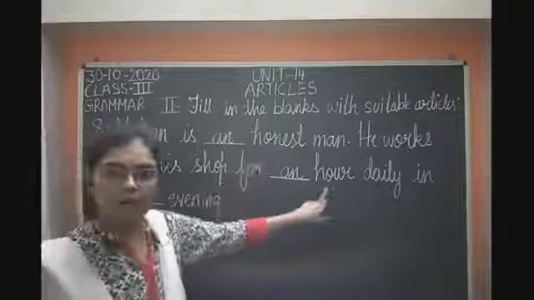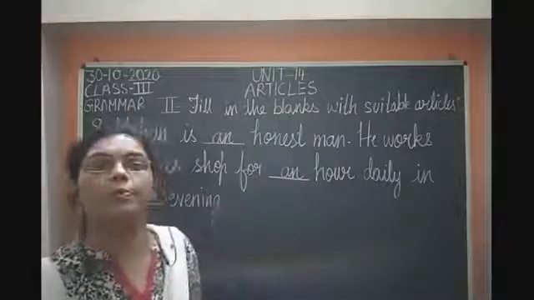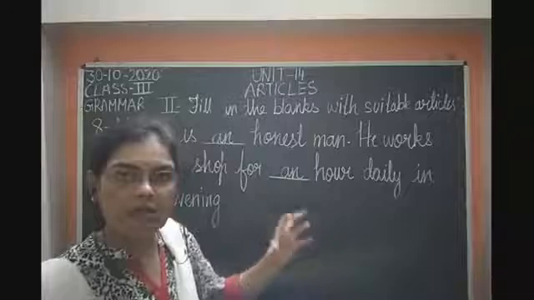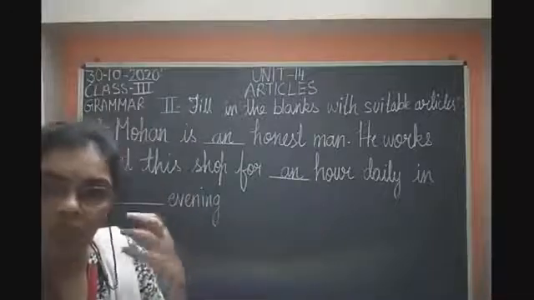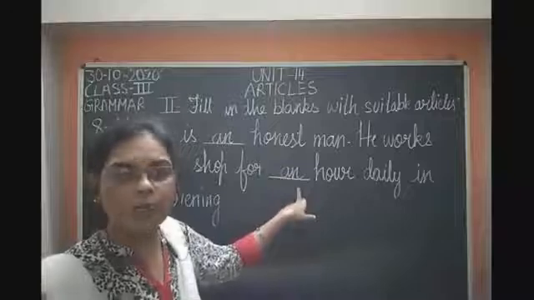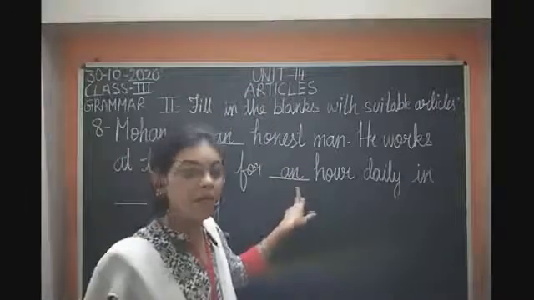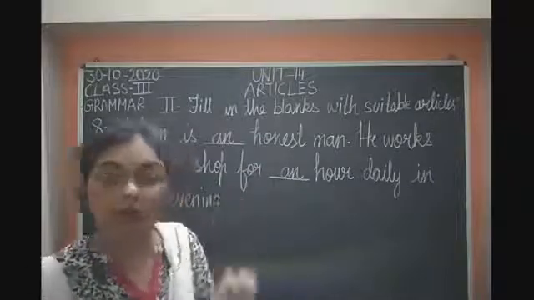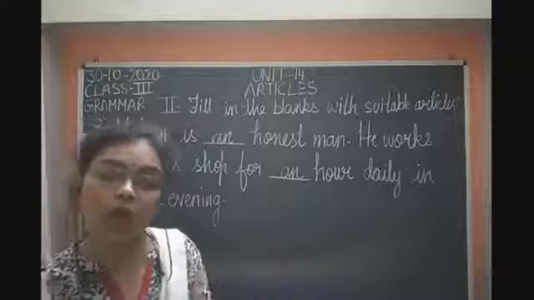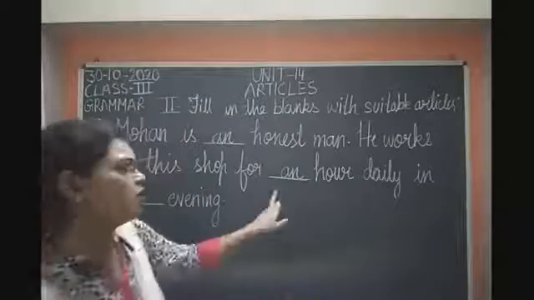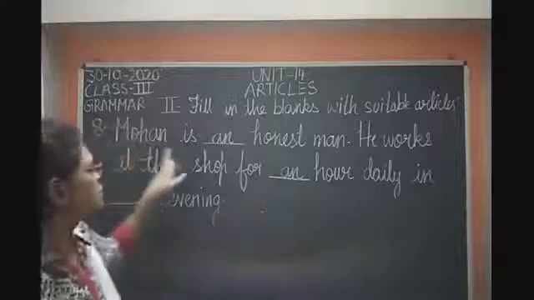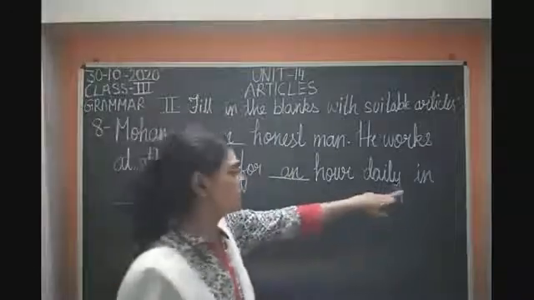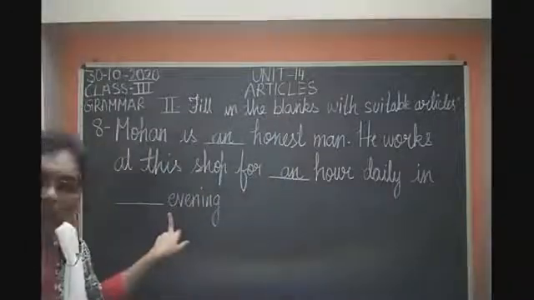So honest and hour, both spellings start with H, but when you pronounce these words, the sound of a vowel is there in both. So we have used an in both the blanks. I hope this is clear. You don't have to look at the spelling, you have to look at the sound when you pronounce the word, and for this your pronunciation should be accurate. If your pronunciation is accurate, you will easily be able to do this. So Mohan is an honest man. He works at this shop for an hour daily in dash evening.